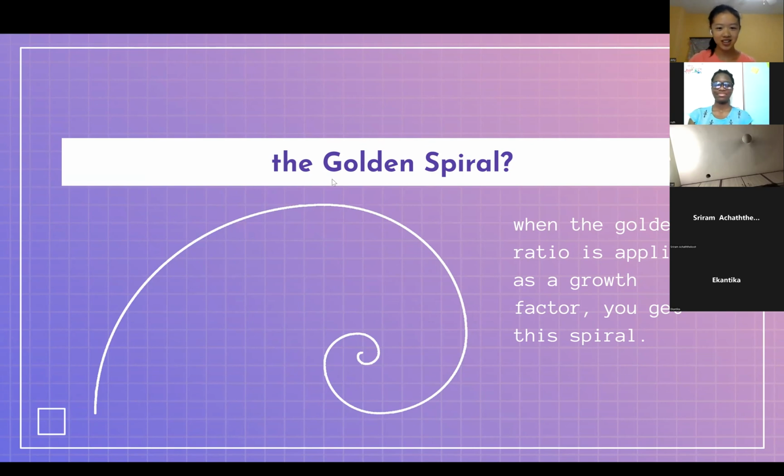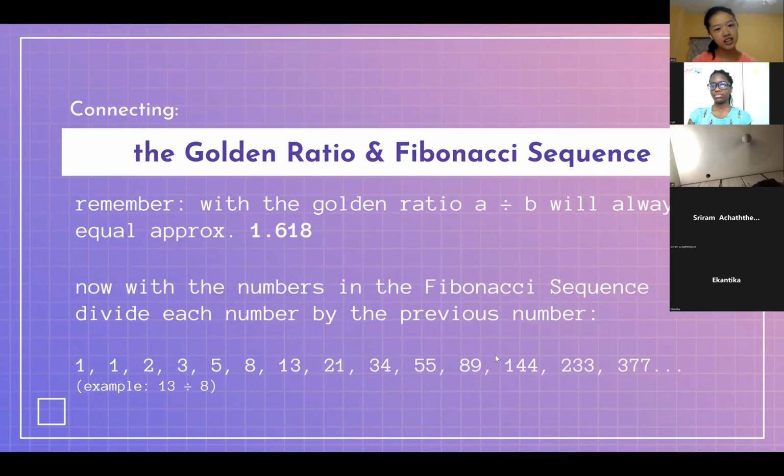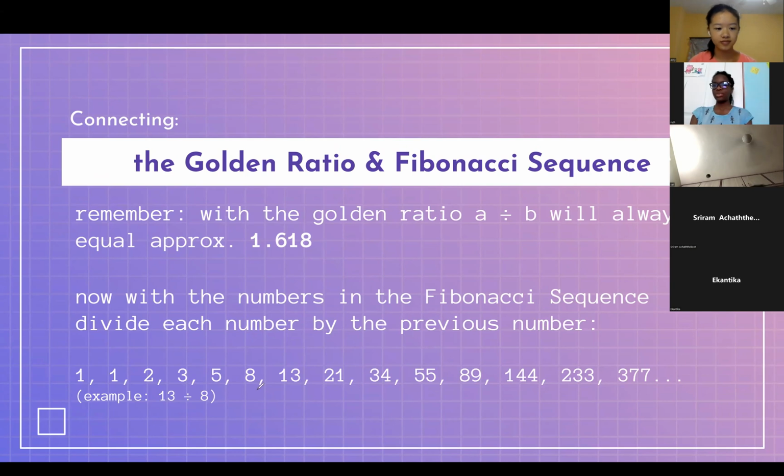So yes, the golden spiral would be just the golden ratio as a growth factor. So now we're going to connect the golden ratio and the Fibonacci sequence. Remember that the golden ratio, A divided by B, will always equal approximately 1.618. Now on the next slide, we'll divide all the numbers in the Fibonacci sequence by its previous number. So 13 divided by 8, and so on.